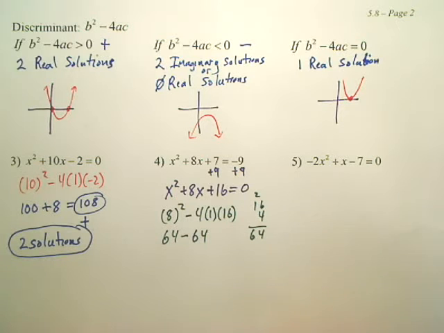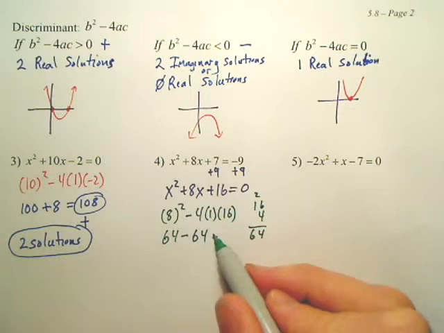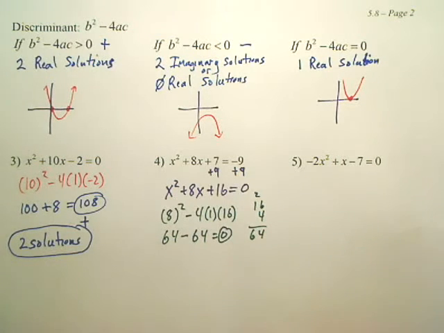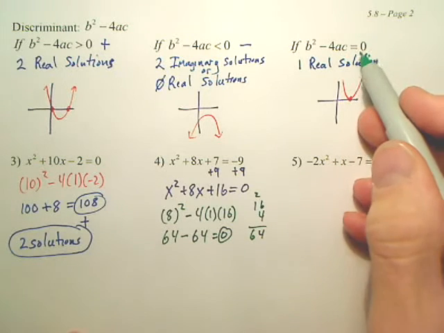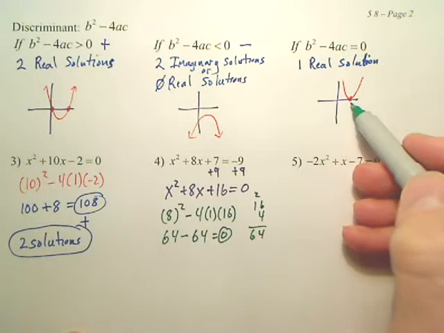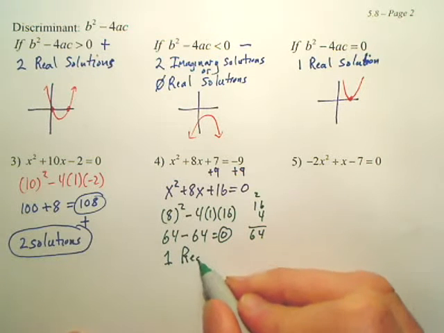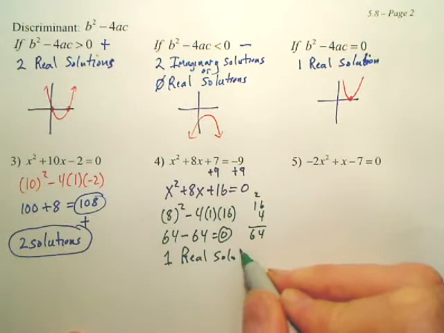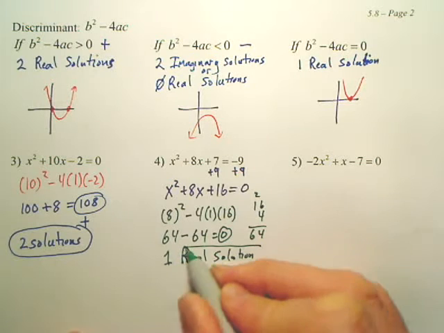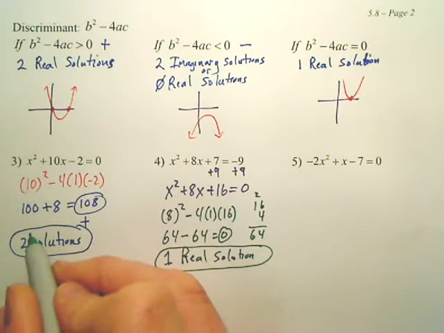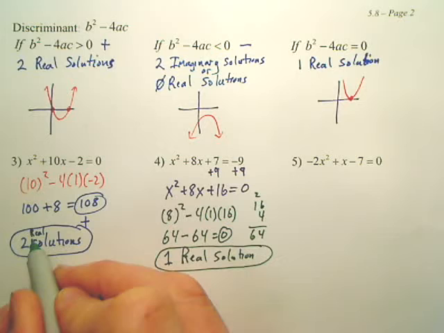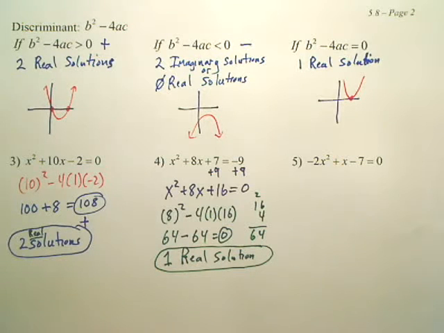What's my answer? Isn't that 0? What did it say here when it equals 0? It's one solution. It hits once. So this is 1. Actually, I should be putting the word real. I probably should put the word real here. One real solution. This is 2. This is 1.